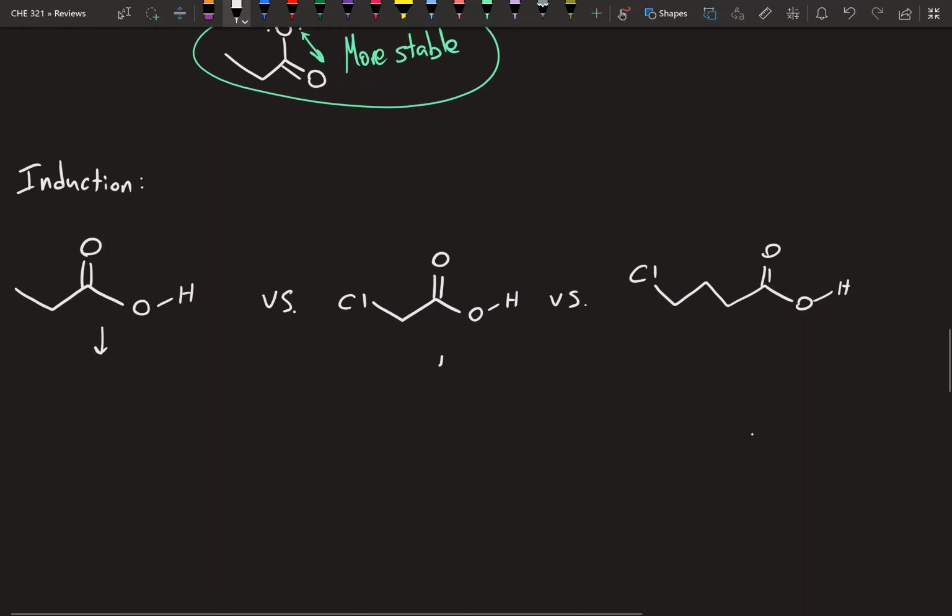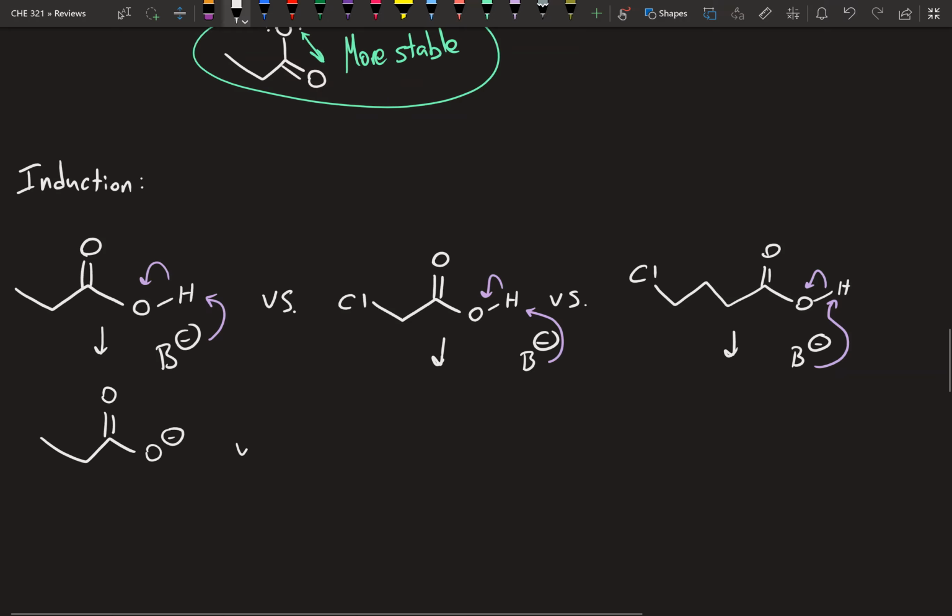I'm going to draw a little base. And we're going to deprotonate. Alright, so there are three conjugate bases.